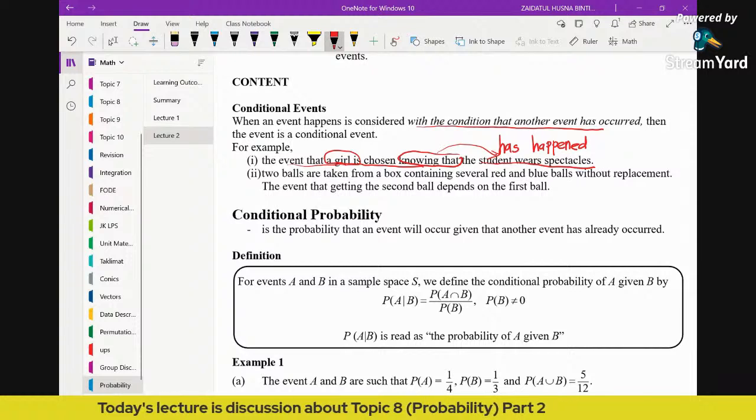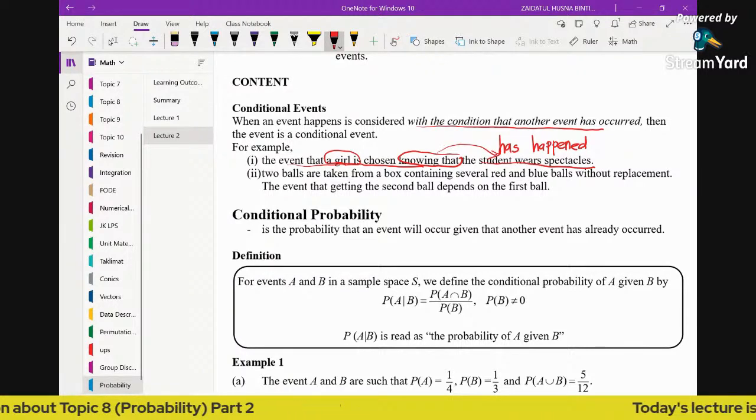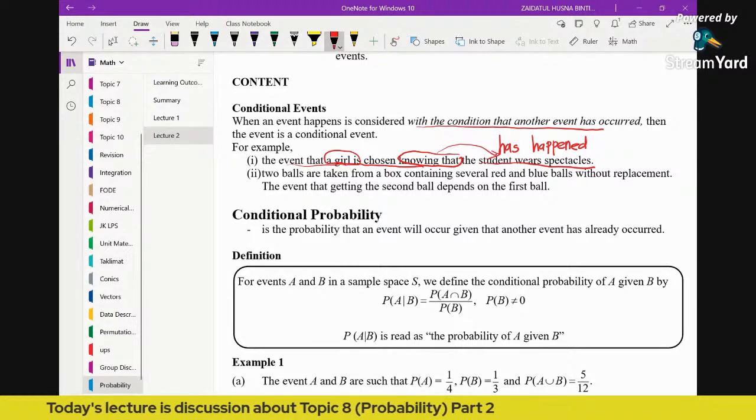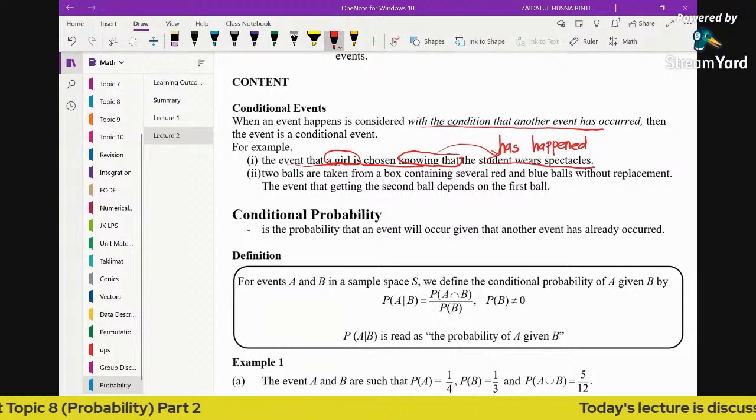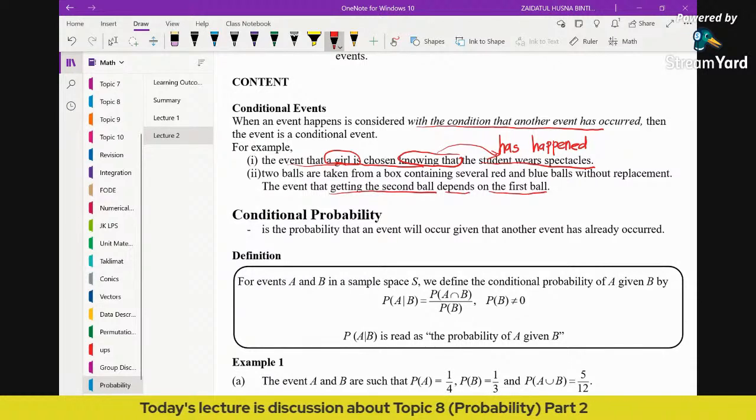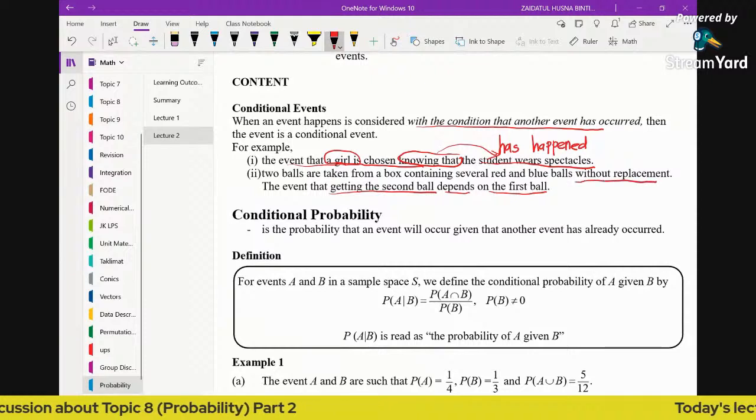The second example: two balls are taken from a box containing several red and blue balls without replacement. Without replacement means after we have taken one ball, we don't put it back, so the number of balls is going to reduce. So that is a conditional event also, because the event of getting the second ball depends on the event of getting the first ball. After we have taken the first one and don't replace it, the number will be reduced.